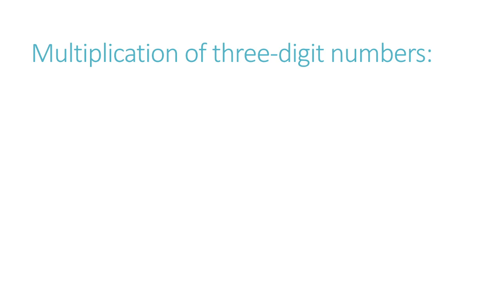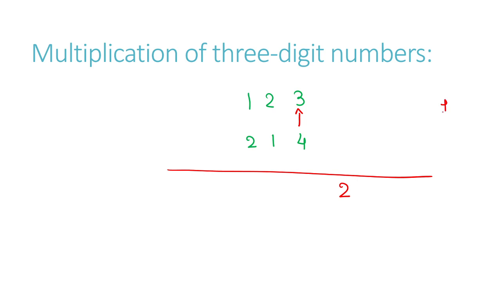Right, so let us just learn a basic trick first. Suppose I take a small number, 123, multiplied with 214. I want to multiply these two numbers. The trick is, first I will multiply the last two. So it is nothing but 12, and 1 is getting carried forward.